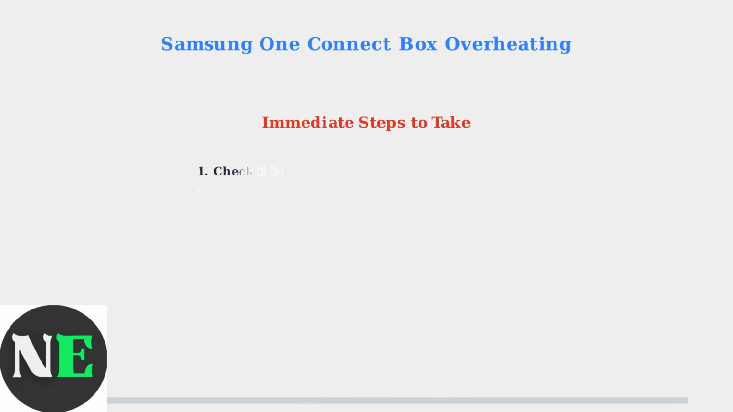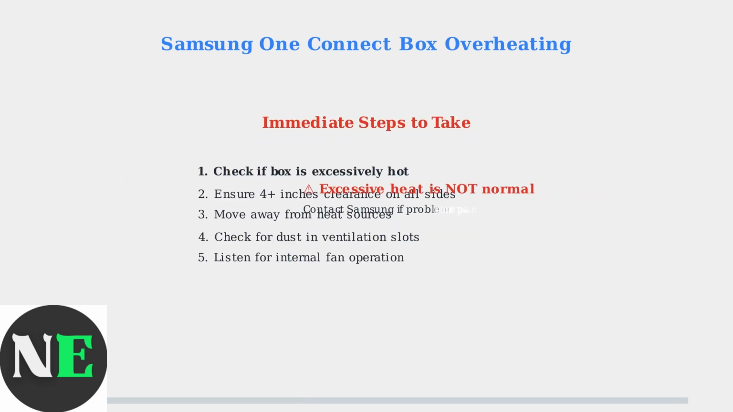If you suspect your One Connect box is overheating, take immediate action. Check the temperature, ensure proper ventilation, and inspect for dust buildup. Remember, excessive heat is not normal operation and should be addressed promptly to prevent damage or potential fire hazards.